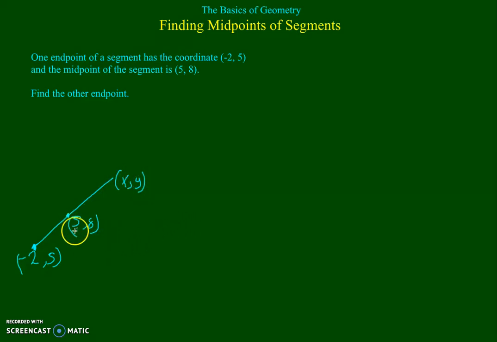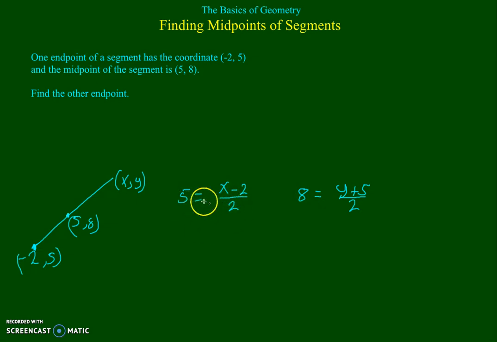Now we know that the midpoint is the average of the endpoints. So the midpoint, 5, is the average of the endpoints, x plus a negative 2, which is x minus 2, divided by 2. So this is our x-coordinate of our other endpoint. This number is the average. 8 is the average of our endpoints, y plus 5. y plus 5 divided by 2. Now that's all you have to do in these two equations: solve for the variable.